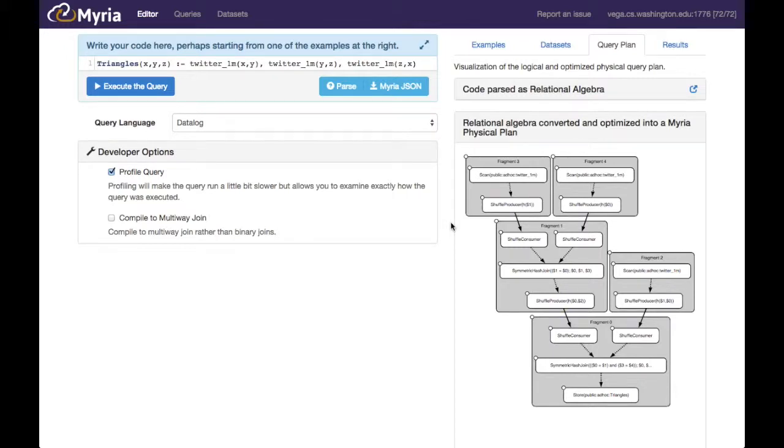Hi, I'm Dominic, and in this video I'll demonstrate how our query profiling and visualization tool can give us insight into query execution. Understanding query execution in a complex distributed database is key to identify bottlenecks and improve performance. Our tool has already helped us to identify, understand, and resolve performance issues in Myria.